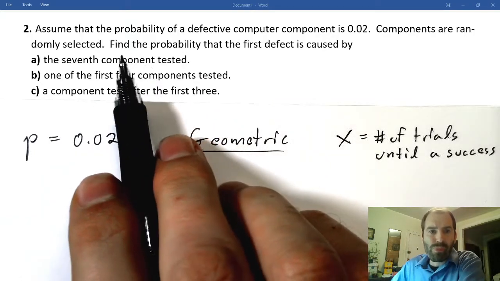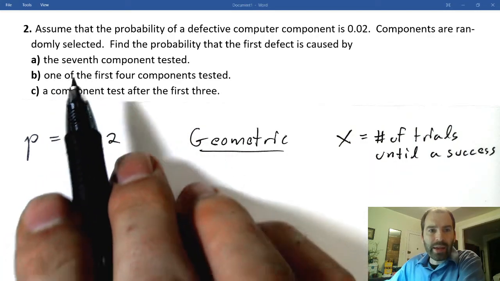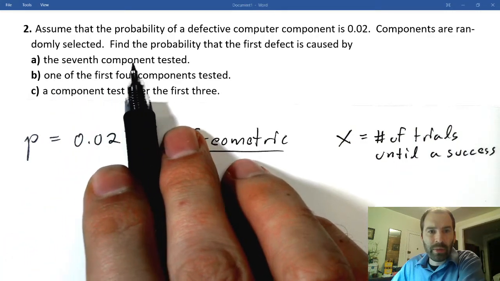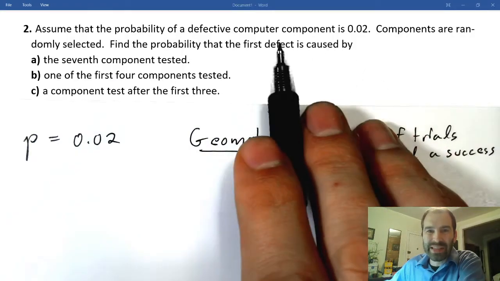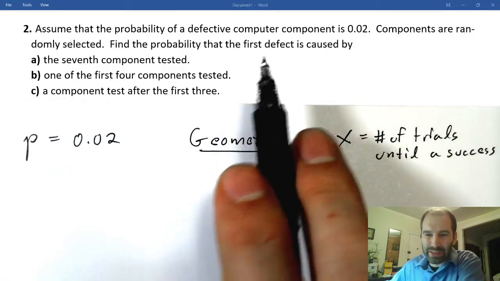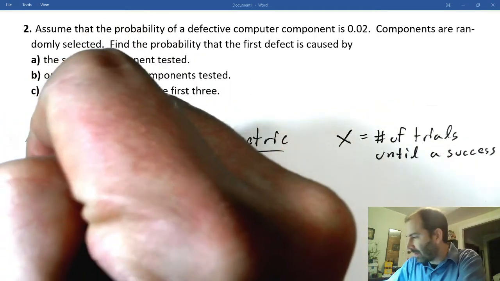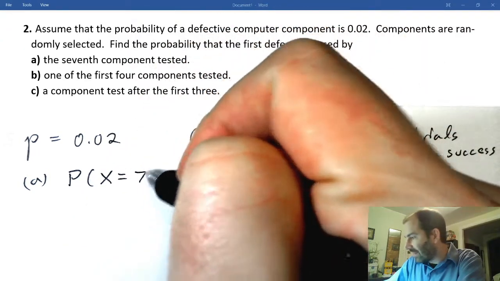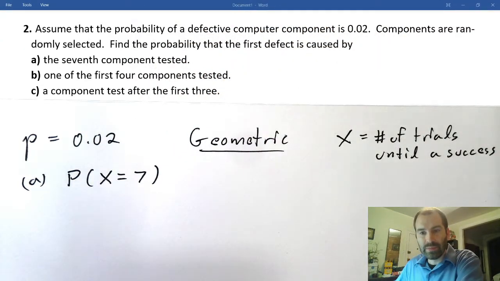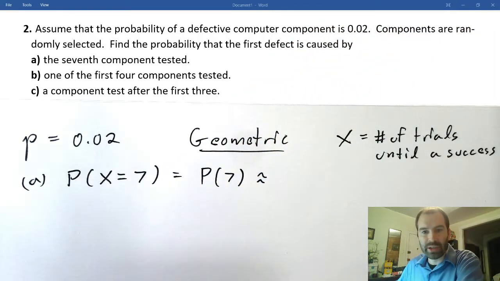So when I read this, that the 7th component tested is the first defect. In this case, a success is actually getting a defect. Sounds a little weird, but that's how we're treating it, right? So this is the probability that x equals 7. Sometimes we might just write this p of 7. Okay, so we're going to see if we can get the measurement for this.